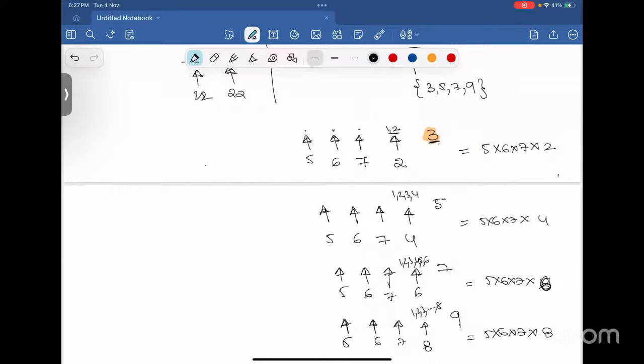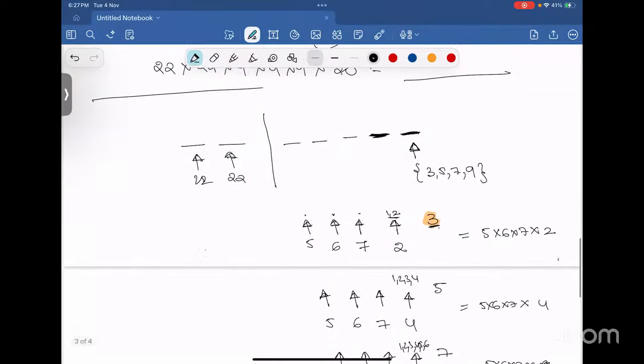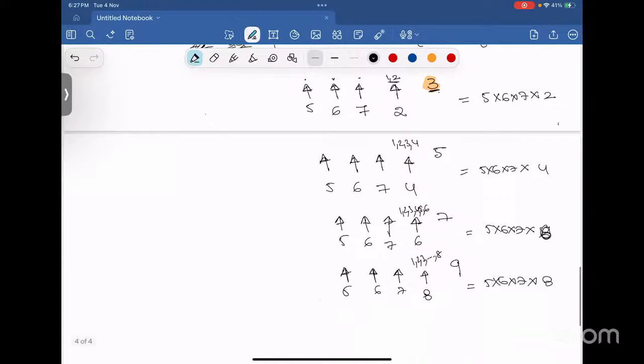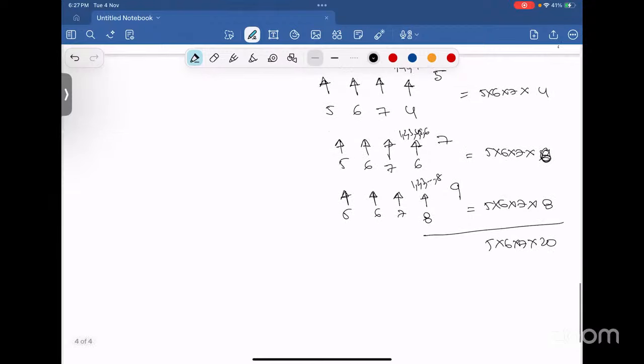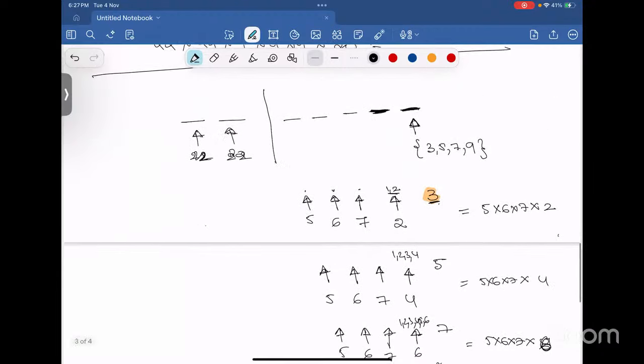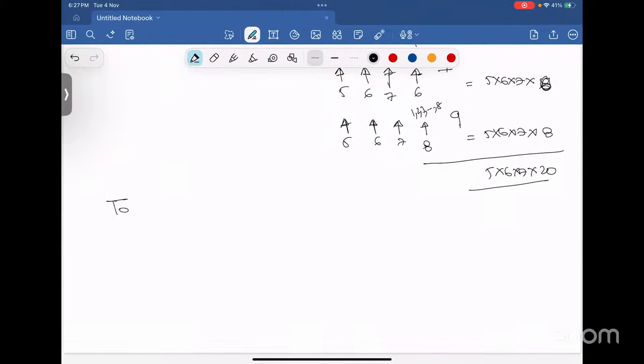And this is only for digit selection. We still have the alphabets at the start, 22 into 22. So you have to choose alphabets and the digits, so it is like multiplication. If we add all of them together, this will give us 5 into 6 into 7 into 20 for digits. And for alphabets, it is 22 into 22. So the total possibilities are 22 into 22 into 5 into 6 into 7 into 20.